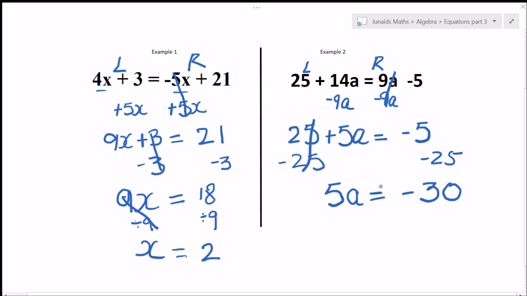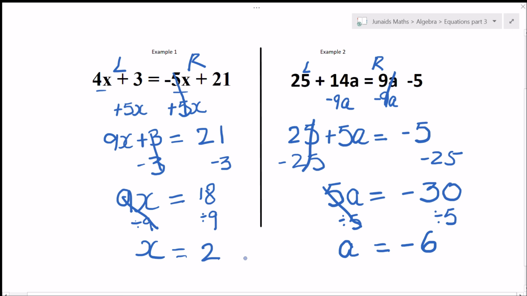Okay. What is the next step? As you know, that we now have 5 times a, we need to get rid of 5. We will have to do divide by 5. And do the same on the other side. What do we have now? We now have a equals minus 30 divided by 5, which is minus 6. And this is the solution.